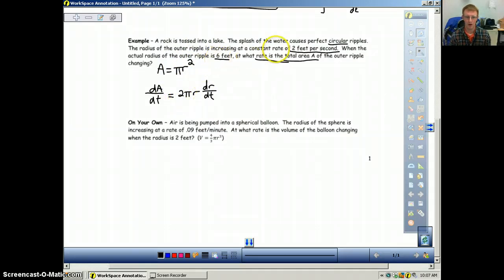So now let's look at the available things that we have. We're trying to find this. So what are we given? We're given our radius, so our radius is going to be 6. Are we given the rate at which our radius is changing? Yes. It's increasing at a constant rate of 2 feet per second. So our dr dt is just 2. And then we have the 2 pi out front. So we multiply all those together, and we get dA dt equals 75.398.